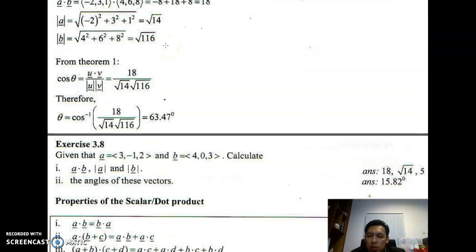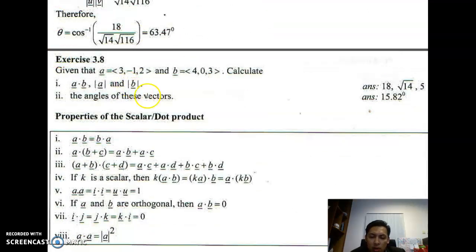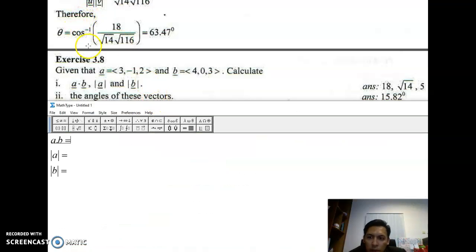Maybe let's try to do exercise 3.8. Given these two vectors A and B, they want us to calculate the dot product and also the length. The dot product here is basically just what we discussed before. You multiply each of the components and sum them together. This will give you 18 as the value of the dot product.